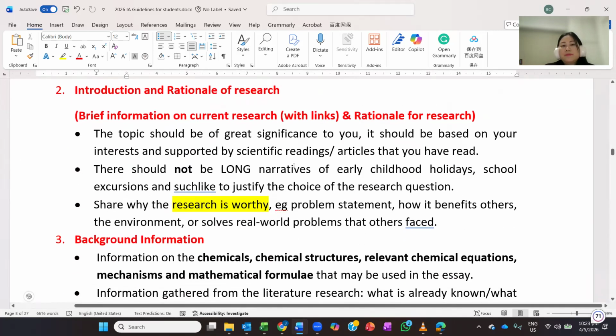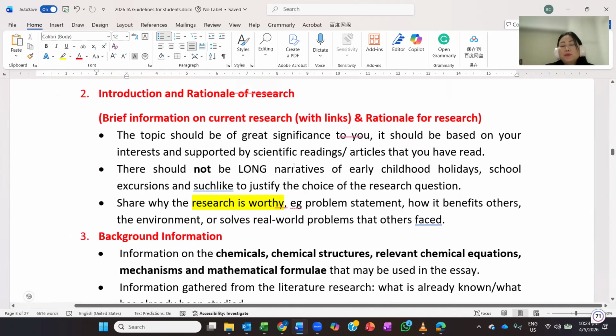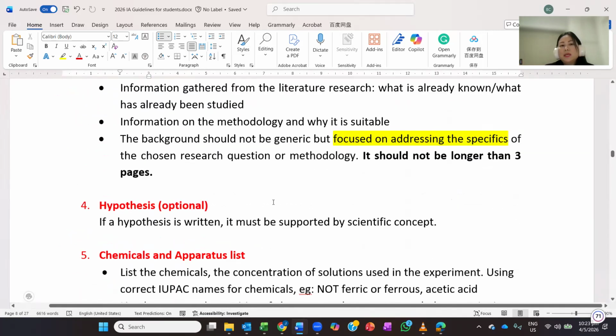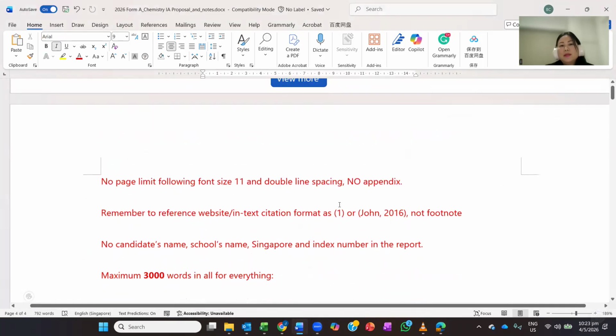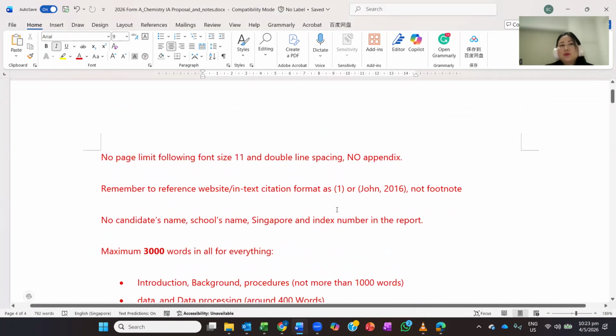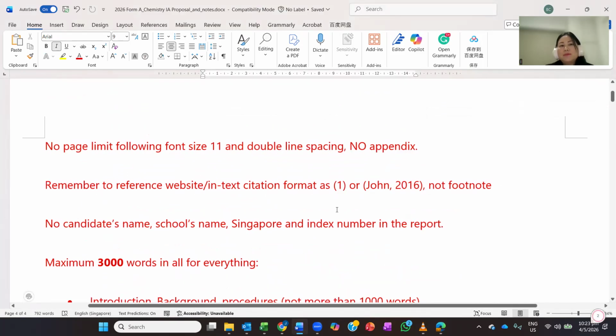And I will go through how to fill up the proposal form now. I will not use this. I will make use of my own Form A. So I have my Form A here. Okay, I will bring you through and I will send you this Form A.